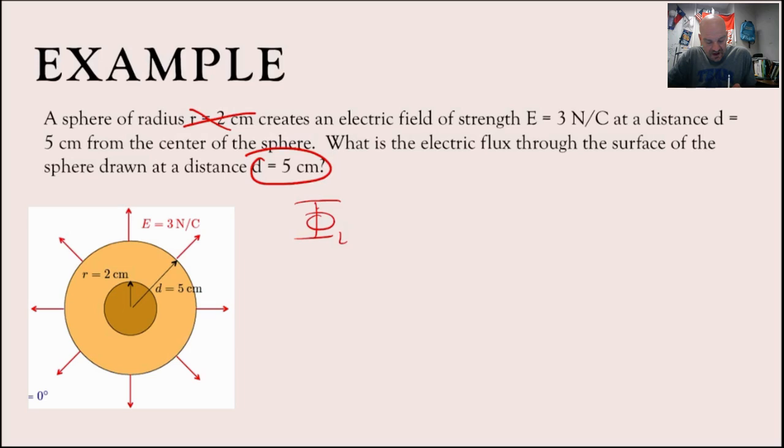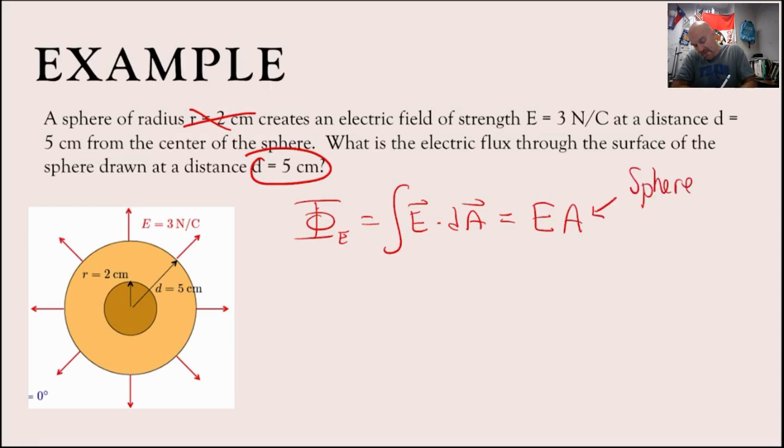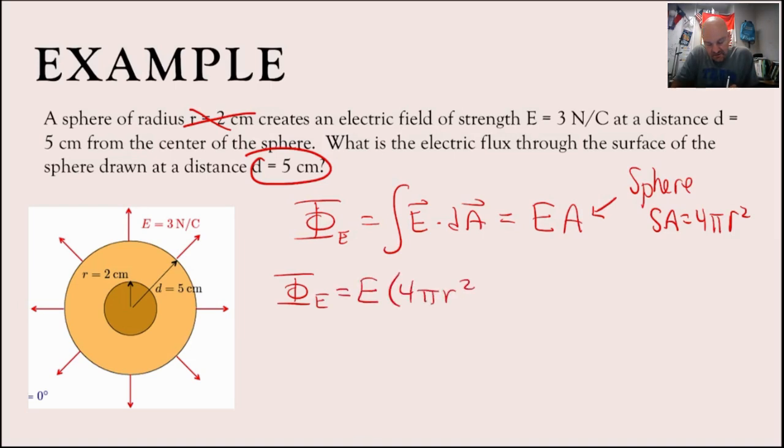So we need to derive an expression first for our electric flux. Again, don't let it freak you that it's going to be a surface integral. It's just E times A. But what you have to know is the surface area of a sphere, and that's going to be 4 pi r squared. It's not a volume, it's the surface area. So now we're going to plug that in: our flux is equal to E times 4 pi r squared.